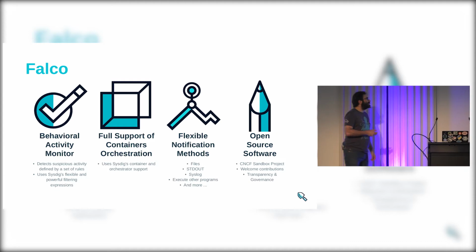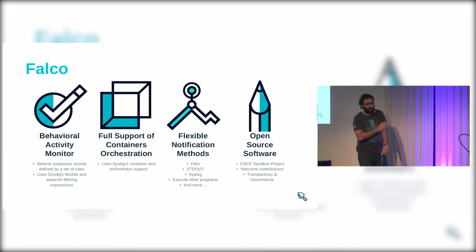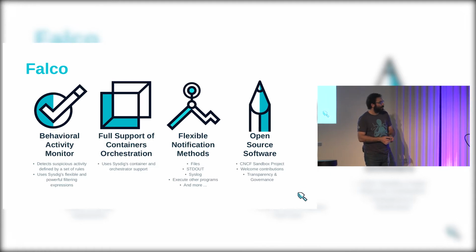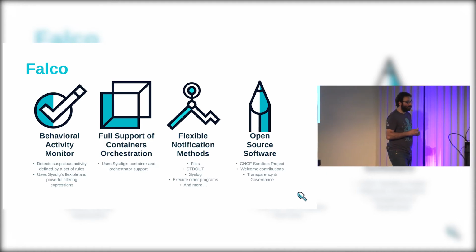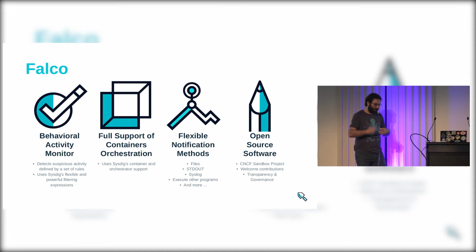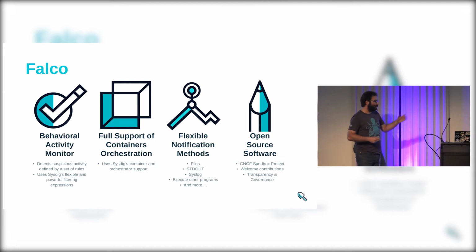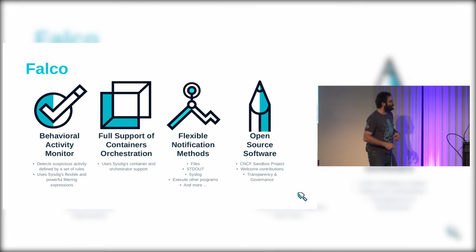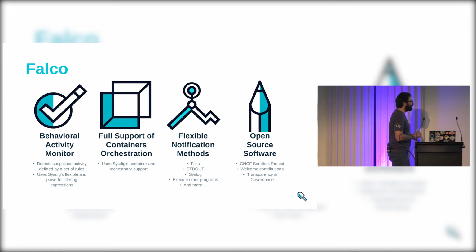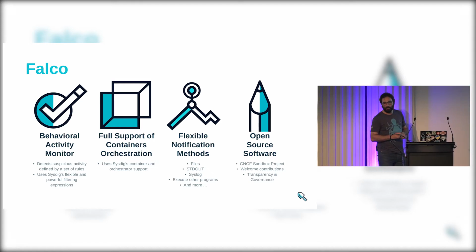The good stuff is that it's aware of containers and orchestration. It can actually use the Kubernetes metadata for matching the low-level information. I will talk about that later. We have flexible notification methods. Once we detect an alert, we can send it wherever we want.